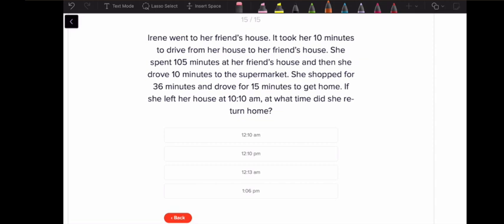Irene went to her friend's house. It took her 10 minutes to drive from her house to her friend's house. She spent 105 minutes at her friend's house, and then she drove 10 minutes to the supermarket. She shopped for 36 minutes and drove for 15 minutes to get home.